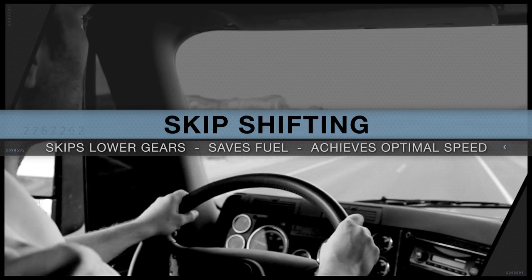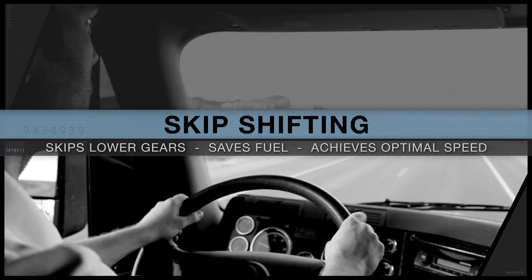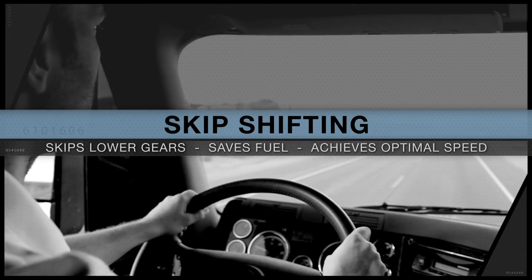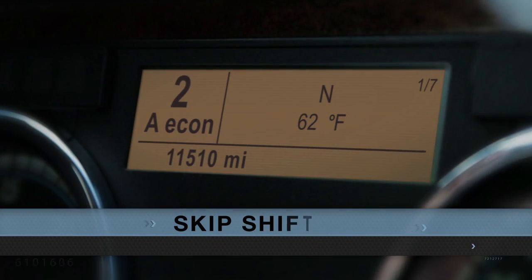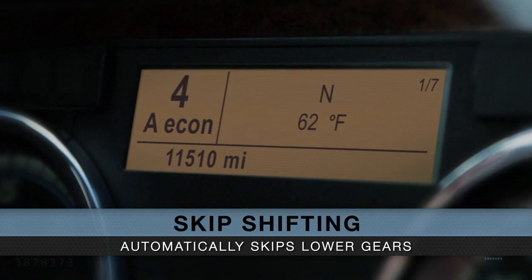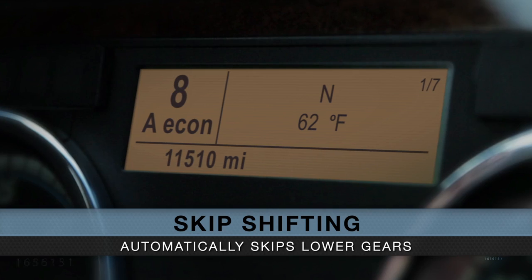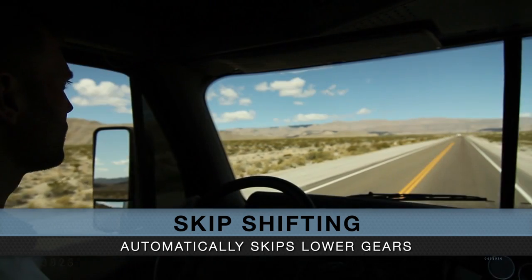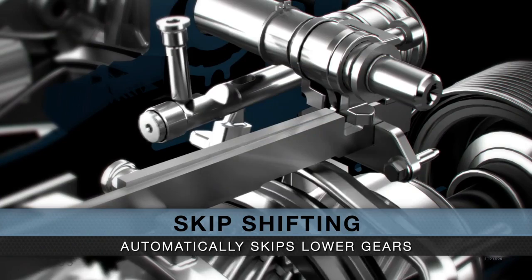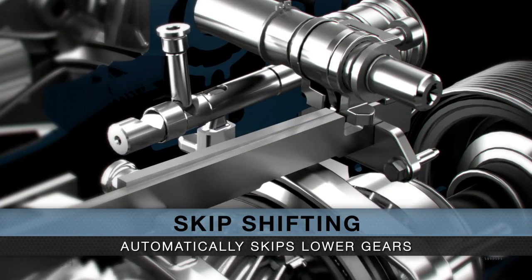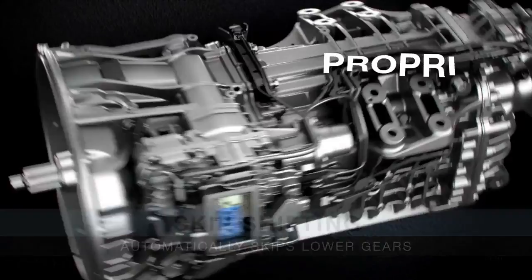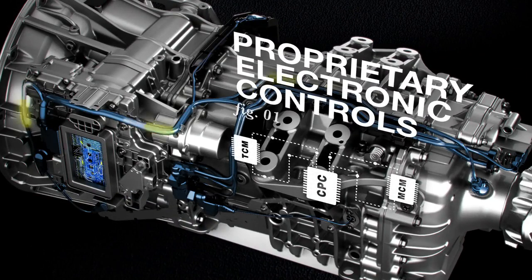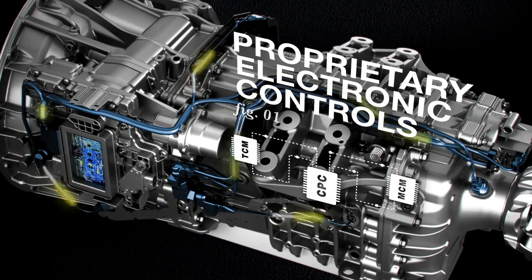Skip shifting quickly moves through the lower gears to save fuel and achieve optimal cruising speed. For example, you may start in second gear, skip to fourth, then to sixth and up to eighth, before shifting through one gear at a time to top gear. Every skip shift improves acceleration. This happens smoothly thanks to the communication process between the engine and transmission.